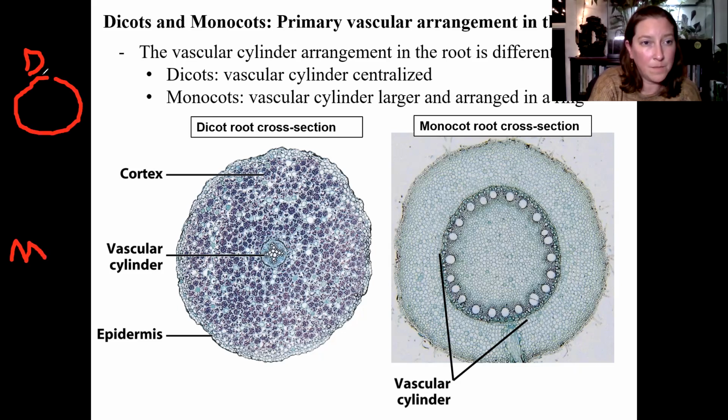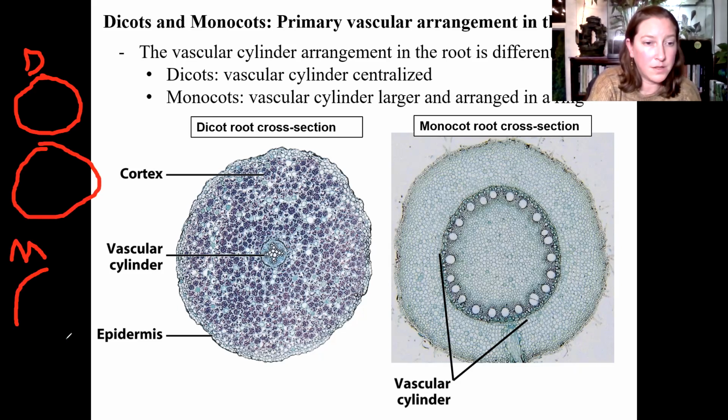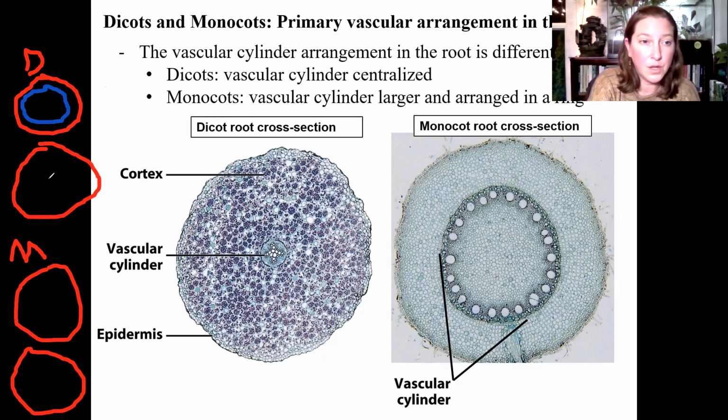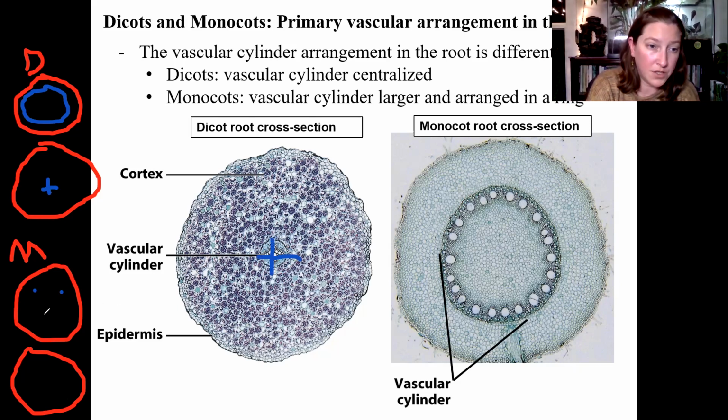Dicot stem, dicot root, monocot stem, monocot root. We'll use a different color for vascular tissue. Dicot stem, vascular tissue in a ring. Dicot root, central location of just one, right? That's this here. Monocot stem, not arranged in a ring.